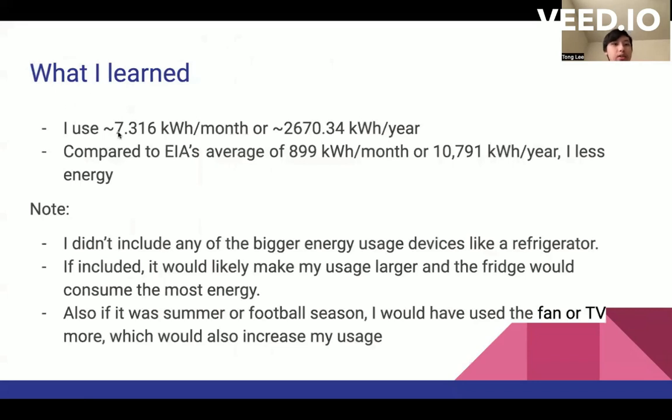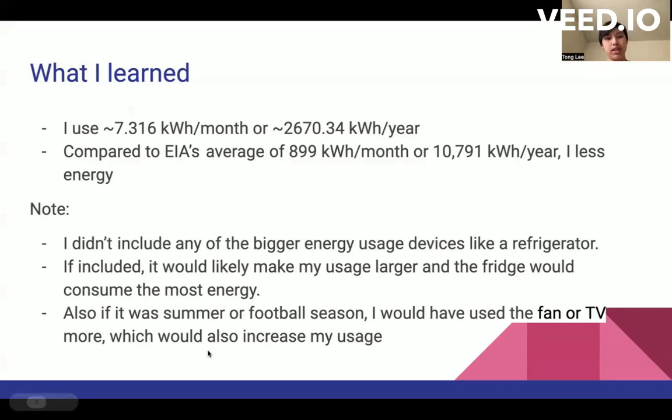So what I learned is that I use about 7.3 kilowatt hours per month, or about 2,670 kilowatt hours per year. Compared to the EIA's average of almost 900, this means I use way less energy than the average household. However, I did not include any of the bigger energy-using appliances like a refrigerator. If I did include it, it probably would have increased my average and my total kilowatt hour usage per month.